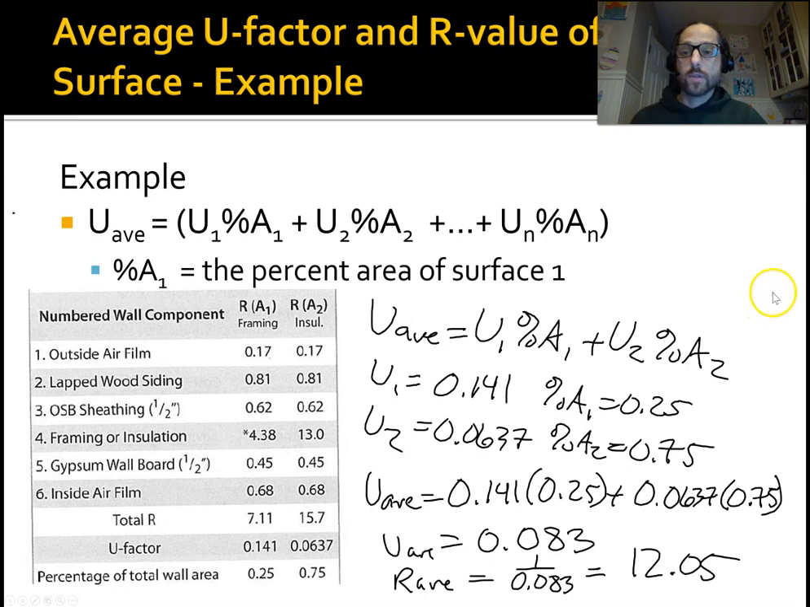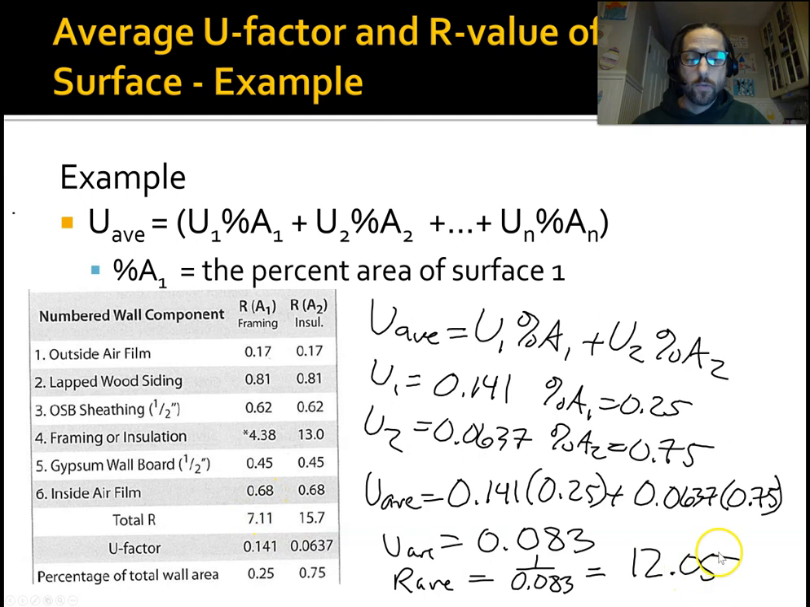So U average, it's just 0.141 times 0.25 plus 0.0637 times 0.075. You do that simple math and you get 0.083. So our U average is 0.083. And to get the R average, you invert that, so it's 1 divided by that, so it's 12.05.